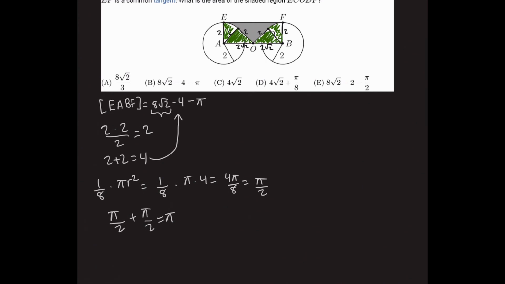minus 4 minus pi. So in summary, what we did was we found the area of rectangle EABF. We subtracted off the two right triangles we had, which were this and this. Then we subtracted off these two little regions of the circle right here. And so that gives us our total, 8 root 2 minus 4 minus pi. And so the answer is B.